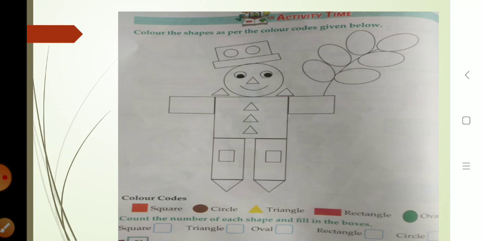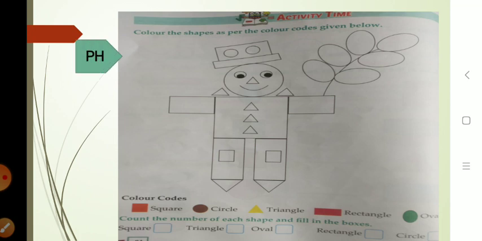Here some color codes are given for square, circle, triangle, rectangle. So you have to color that. And then count the number of each shape and fill in the boxes. When you color it, then you have to find out the number of shapes. How many squares are there? Write the number. How many triangles are there? Write the number. So you can do it. Yes, very good. So this one is also your PH.